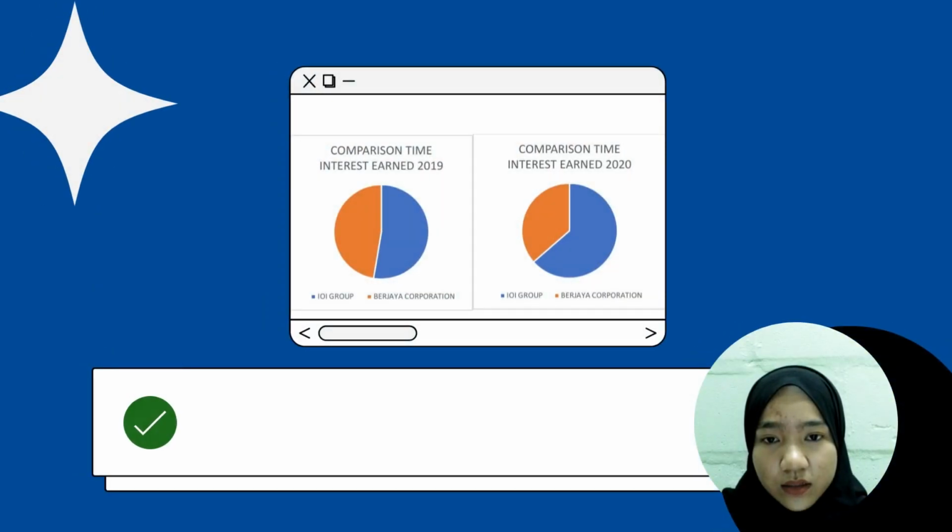For this section, IOI Group has 5.623% of time interest earned for 2019, while Berjaya Corporation has 5.06% value. In 2020, IOI Group faced an increased value of 4.69%, while Berjaya Corporation faced decreased value, which is 2.69%.